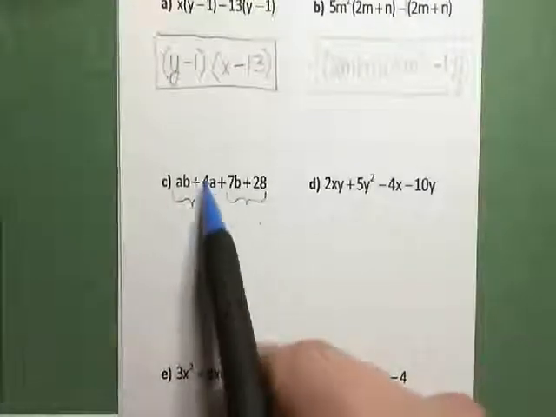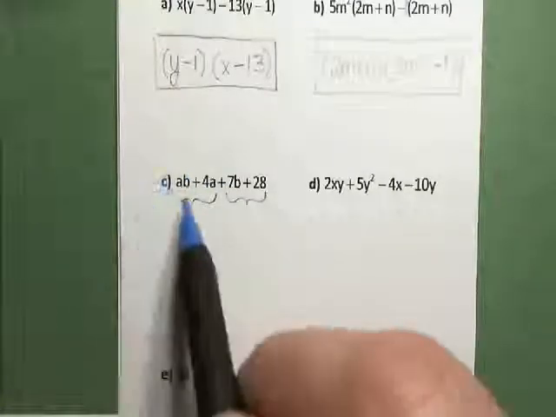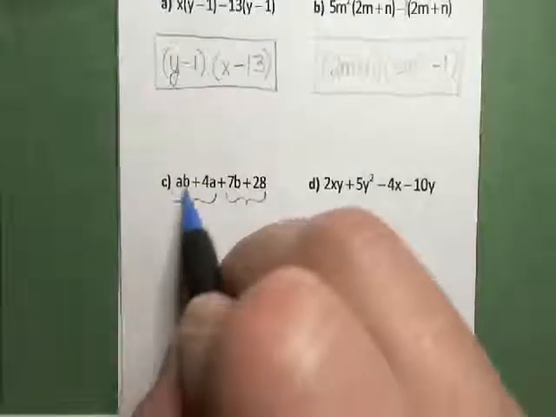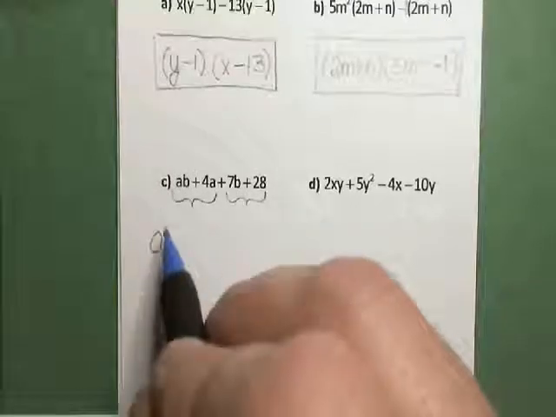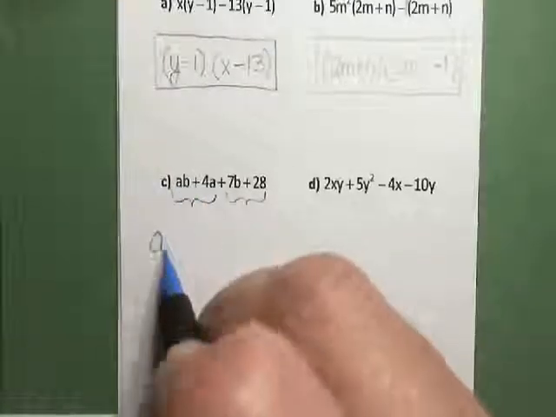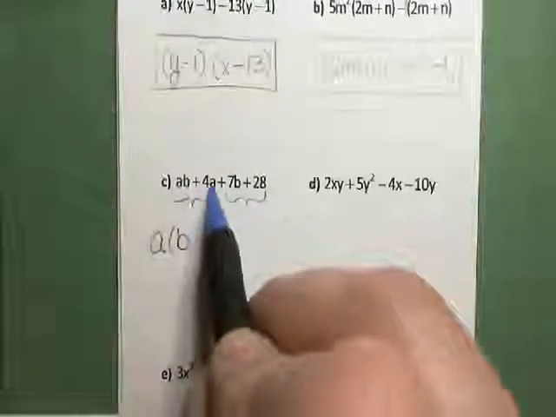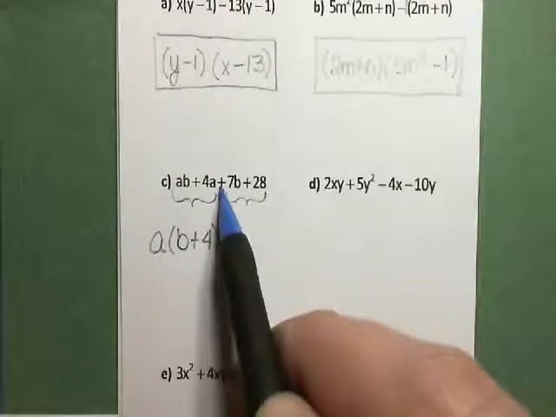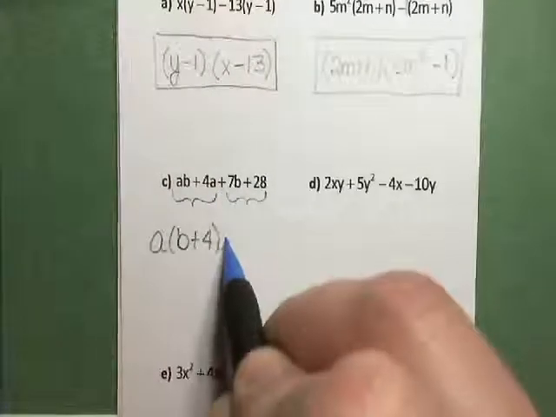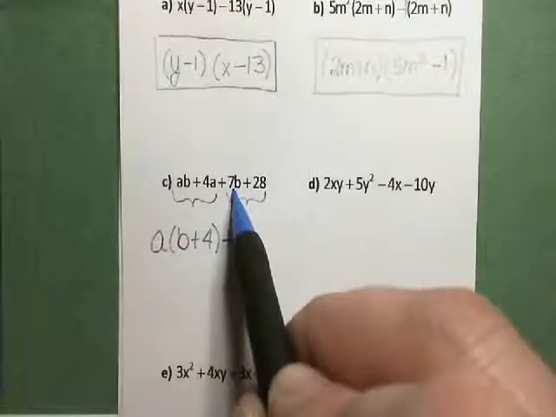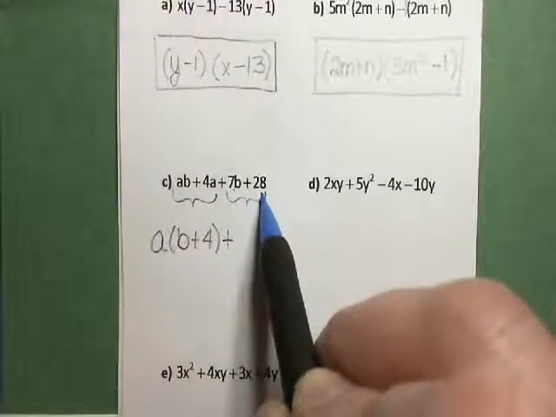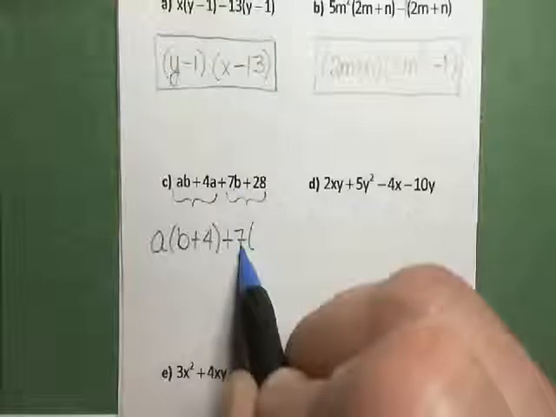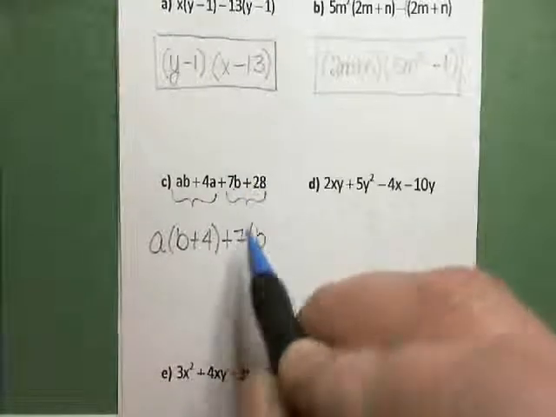And I'm going to focus my attention on the first 2 at first. Can I factor anything from these 2 terms? And the answer is yes. They both have a, so I can factor out an a. If I take out the a, ab divided by a, I'm left with b. And 4a divided by a is 4. Then there's a positive sign there, so let's bring that down. And what can I factor from 7b and 28? I can factor out a 7. So 7b divided by 7 gives b, and 28 divided by 7 gives 4.